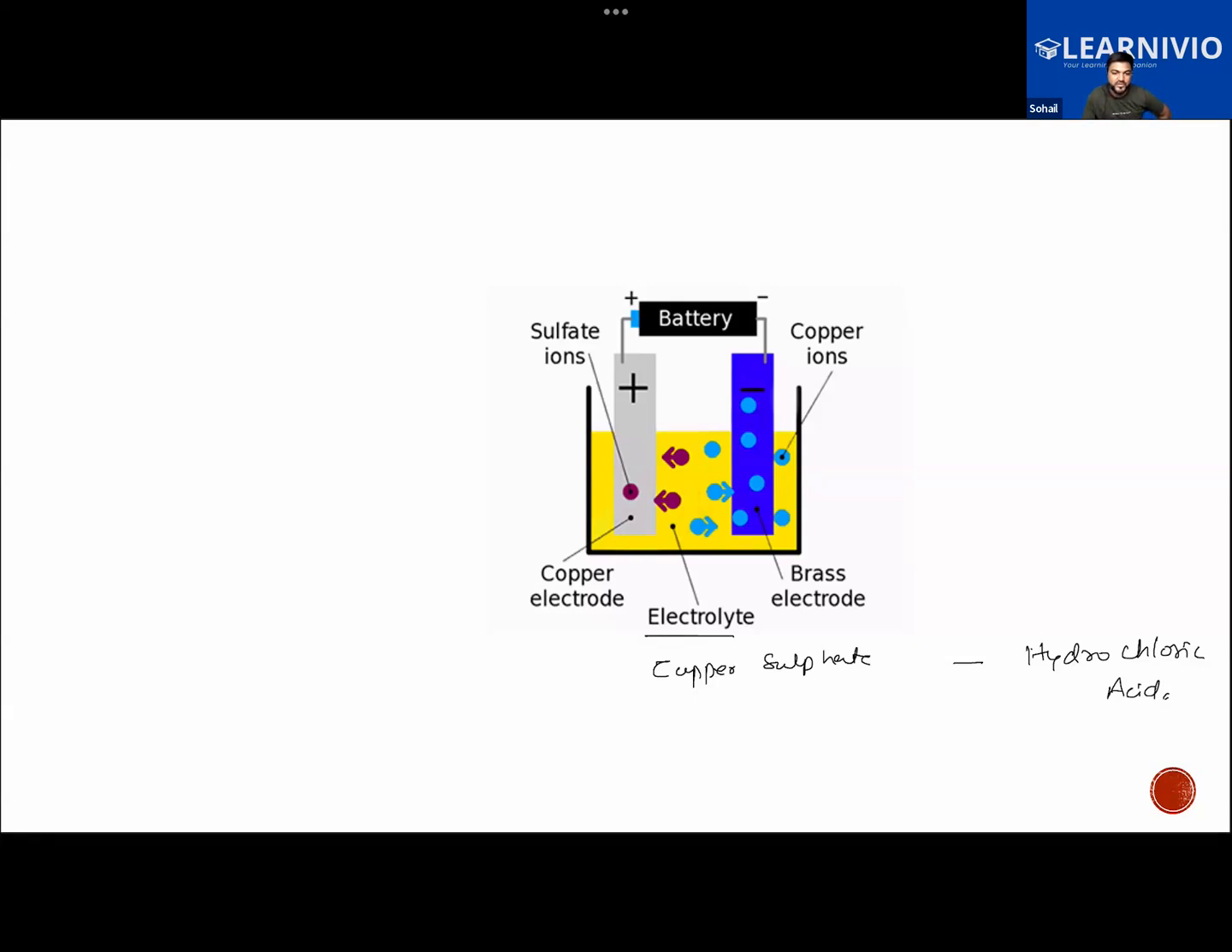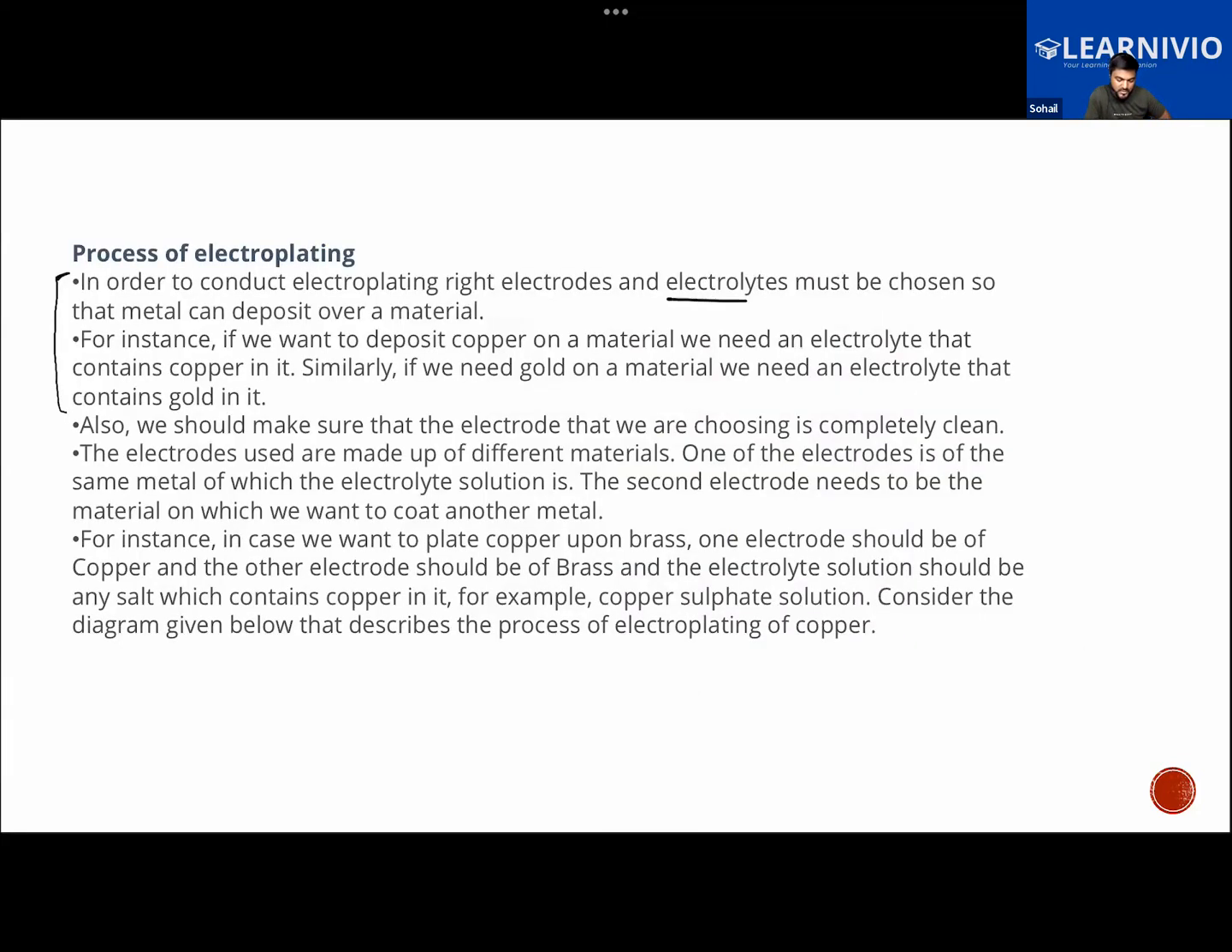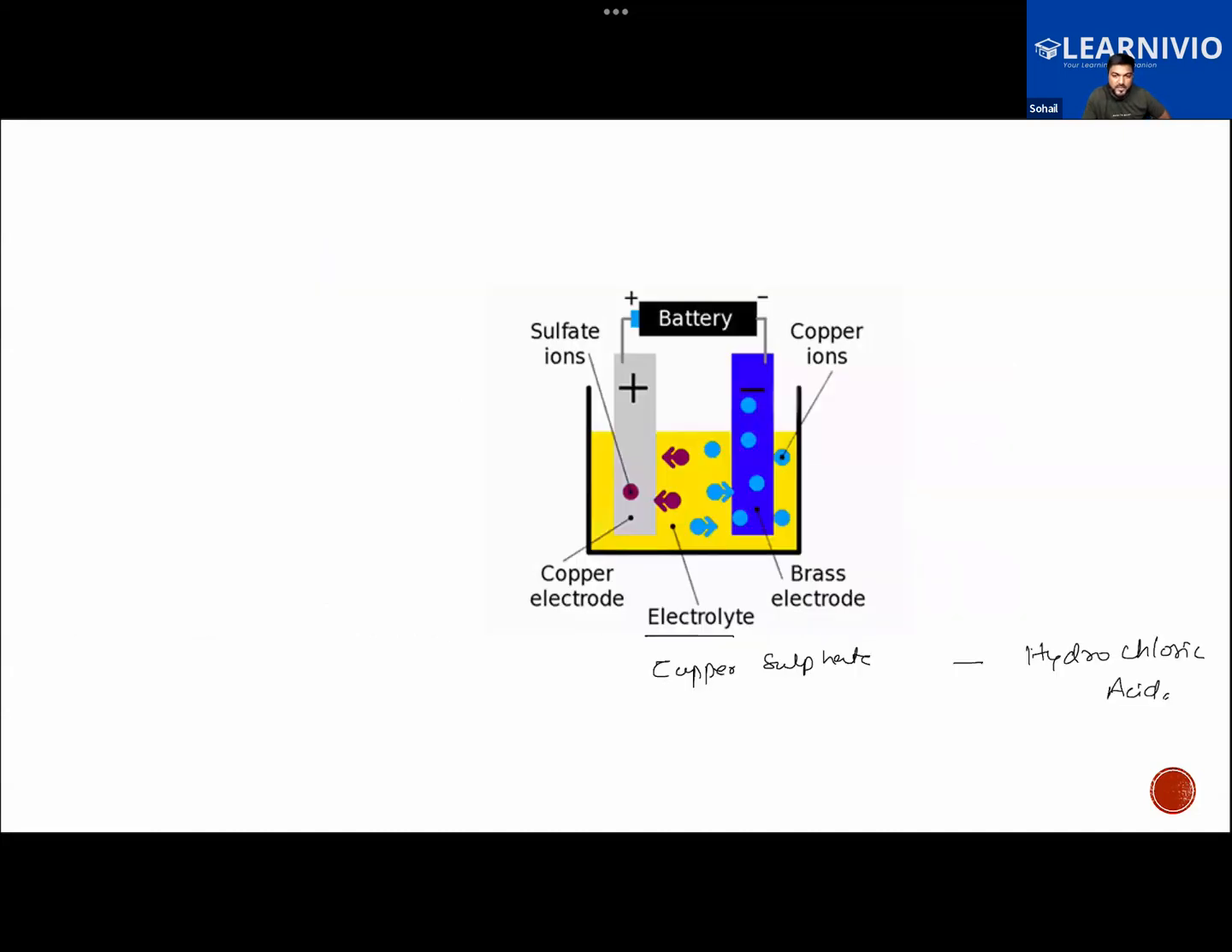Is the second point clear to all of you, what I'm trying to say? No, why, sir, not getting it? The thing here is, we want to apply a thin layer of copper over the brass. So the electrolyte which I am choosing must contain copper in it. Basically, the material that will be used to deposit a coating over another material, like I am going to use copper right now. The layer of copper has to be deposited over the brass. So the electrolyte must contain copper in it. That's what I'm trying to say.